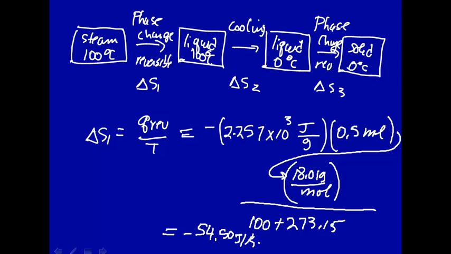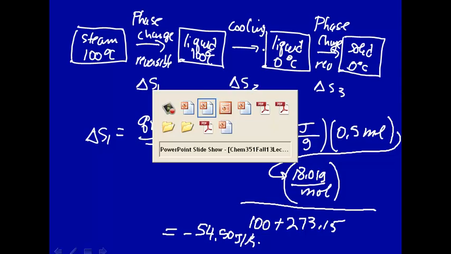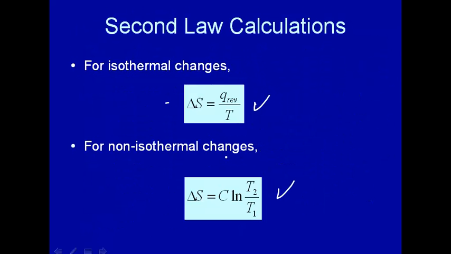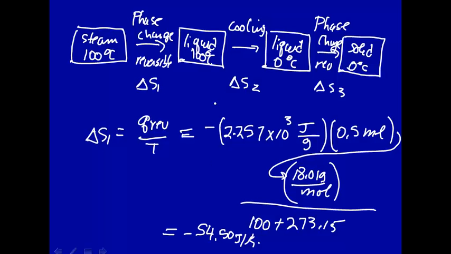Now let's look at this second step here. We're taking a liquid and cooling it down to a liquid. No phase change occurring here. So what is happening? Well, we're changing the temperature. It's not an isothermal change. We know what the heat capacity is, so we can figure out what the entropy change is for that second step. So let's actually do that.